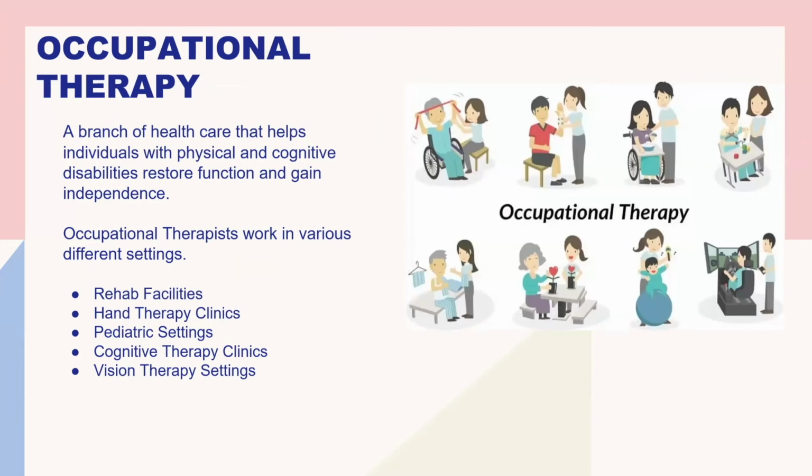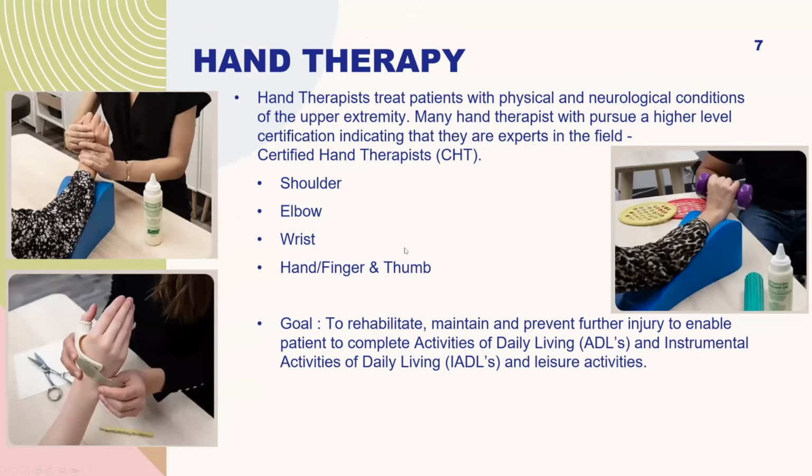So what is occupational therapy? Occupational therapy is a branch of healthcare that helps individuals with physical and cognitive disabilities restore function and gain independence. Occupational therapists work in various different settings, including rehab facilities, hand therapy clinics, pediatric settings, cognitive therapy clinics, as well as vision therapy settings. So hand therapy is what we're going to focus on.